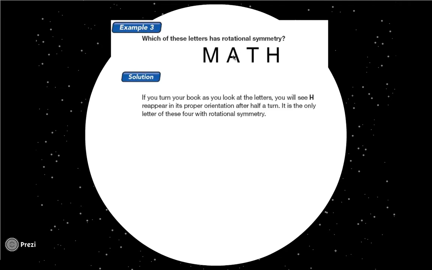And the A will look like a V when you turn it upside down. The M will look like a W. So these don't have rotational symmetry. Remember, rotate is the key word here in rotational symmetry. When you rotate it, if it looks the same after you rotate it, it has rotational symmetry.